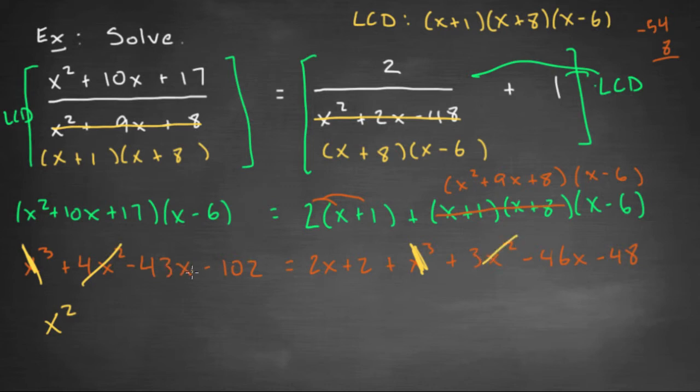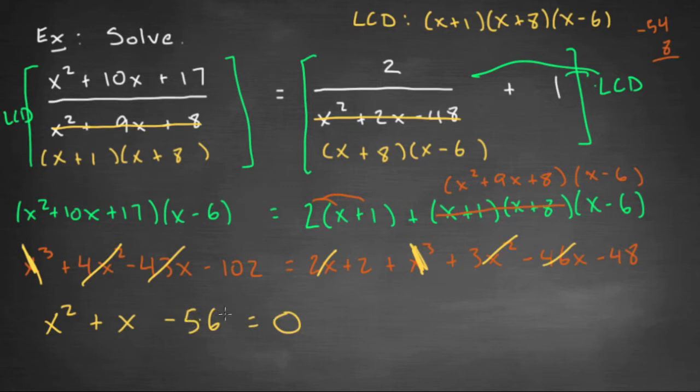The x's, I've got minus 43x, but if I add 46, that'll give me 3x. Minus 2x would just be x. So plus x. Then we'd have minus 102 on the left, but we would add 48 and subtract 2. So I think that would be minus 56 equals 0. So now we have a nice, bite-sized quadratic equation.